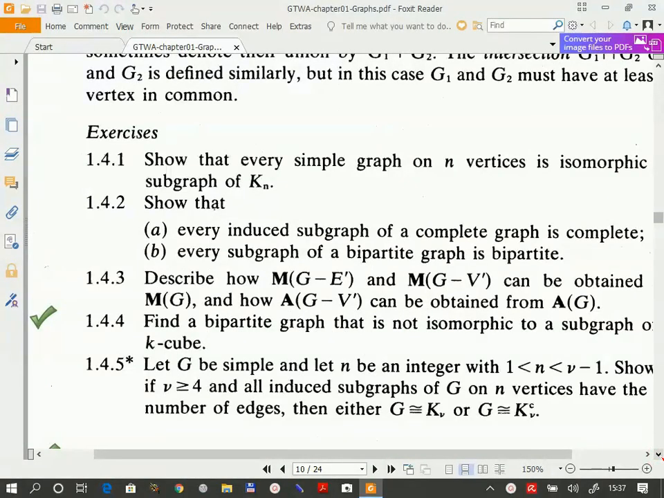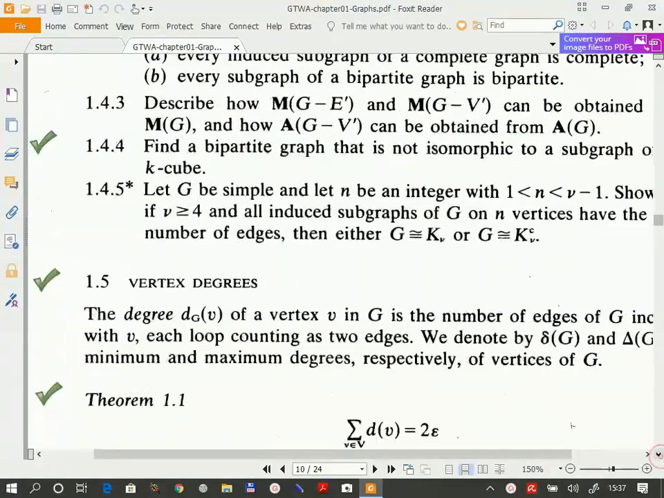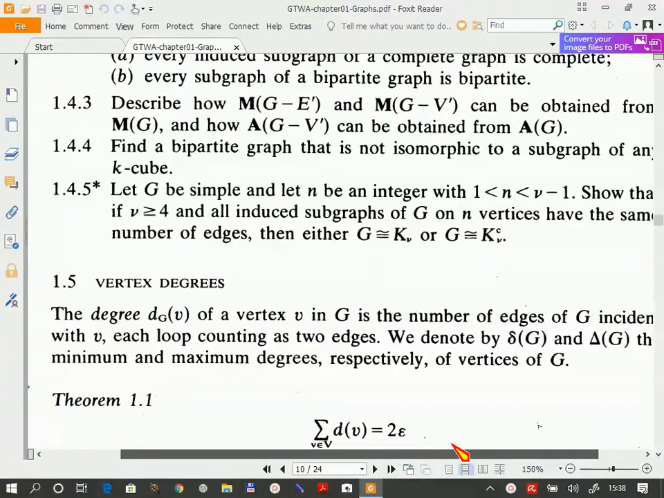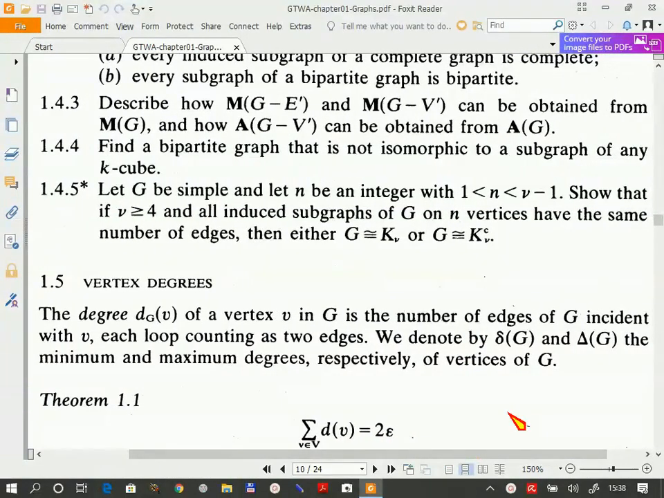This is the difficult thing. Find a bipartite graph that is not isomorphic to a subgraph of any K_Q. That's a really difficult problem in my opinion. Difficult to find a solution and more difficult to explain why that is a solution. Okay? So, what's the idea?